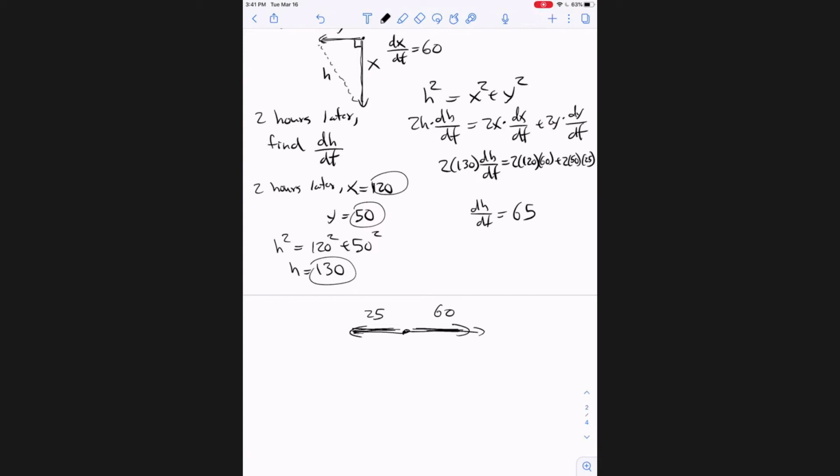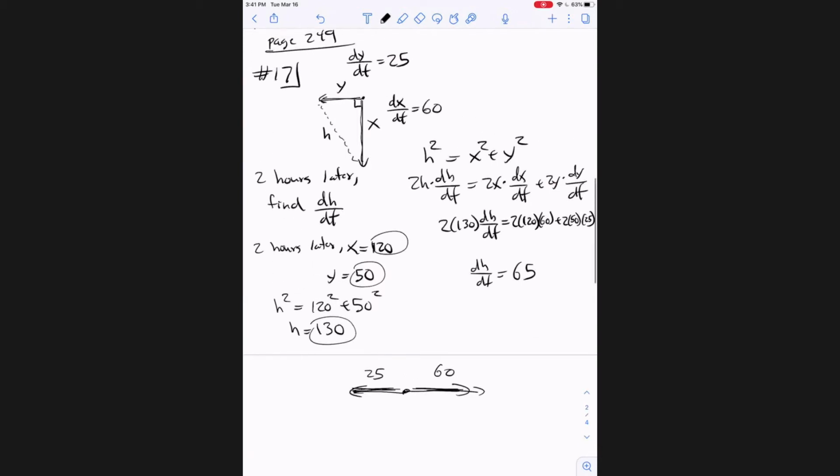So that wouldn't be a very fun problem because it's just too easy. Whereas this one, well, it depends. At this particular moment, it's changing at 65 miles per hour because they're going away from each other, but not as fast as they could possibly go away from each other. Does that make sense?